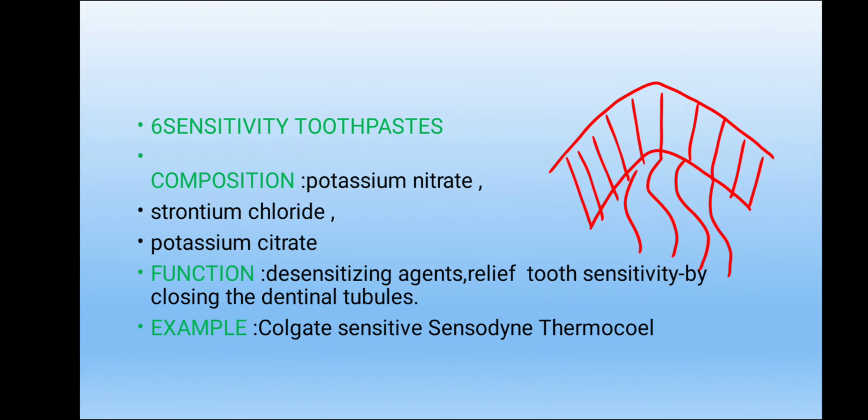Number 6, sensitivity toothpaste. This is the composition of sensitivity toothpaste. Function: it acts as a desensitizing agent. It relieves tooth sensitivity by closing the dentinal tubules. So this is the enamel and this is the dentin, and these are the dentinal tubules. This particular toothpaste closes the dentinal tubules here. It closes the dentinal tubules, hence the sensitivity is not felt. Examples are Colgate Sensitive and Sensodyne Thermoseal.